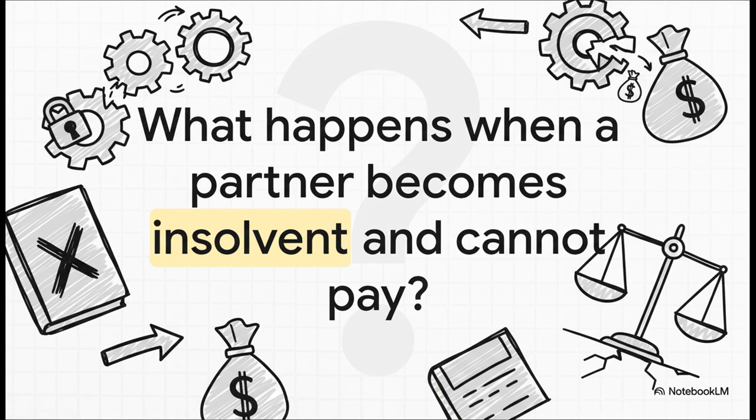Wow, we've covered a lot, haven't we? You now know exactly how to close down a firm's books. But here's a little something to think about for next time. What if a partner becomes insolvent? Goes bankrupt, and just can't pay what they owe the firm? Something to ponder. But for now, just focus on what we've learned today.